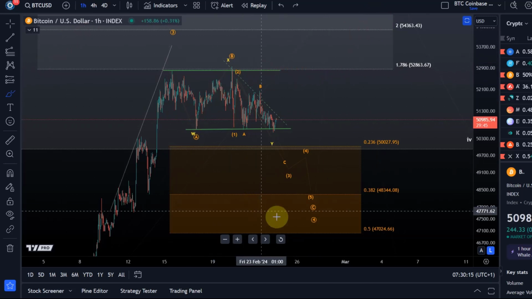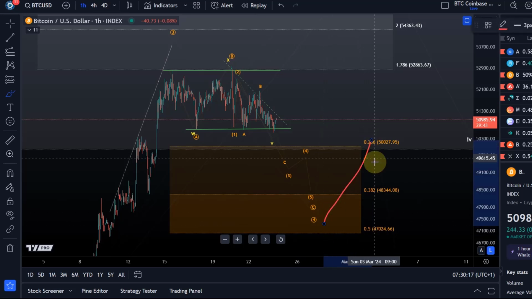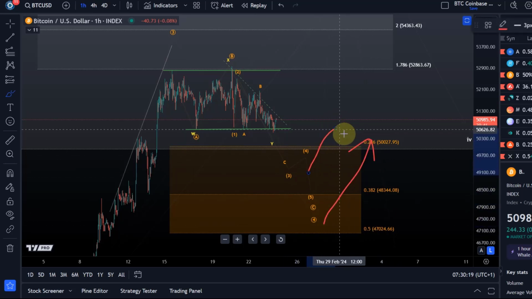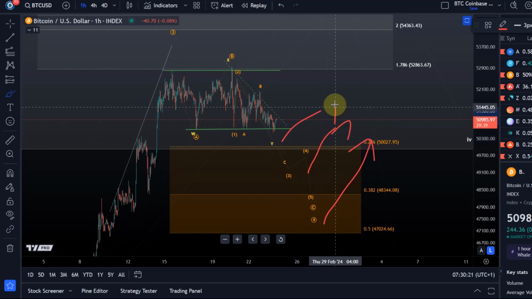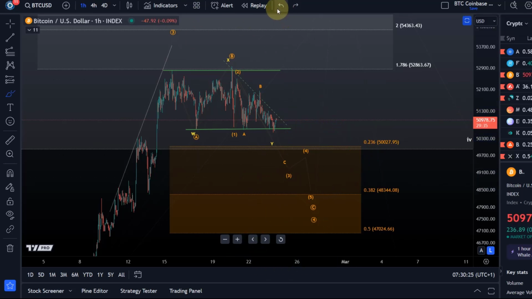So for me, the upside pressure is high against that support area, but it doesn't mean we have to go down that low. We could just start a new rally from anywhere here. And the signal then would be a break above that last swing high here and the 1.786 extension at 52,860. That's my update about Bitcoin.